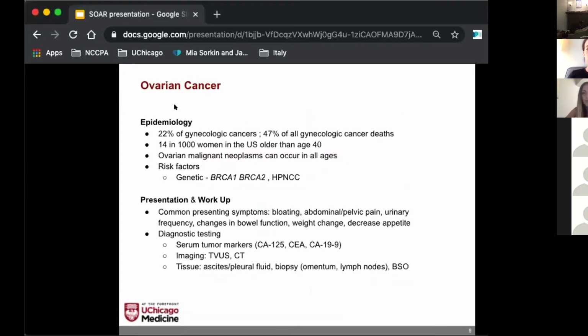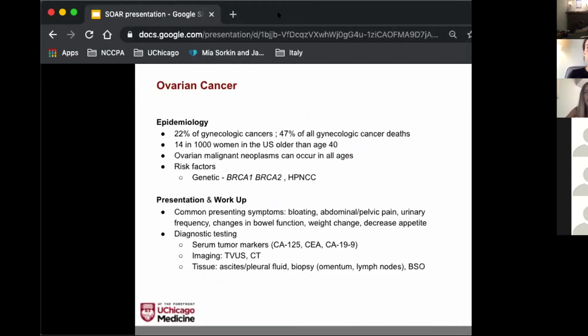Okay, let's talk briefly about ovarian cancer. Ovarian cancer comprises 22% of all gynecologic cancers. It also comprises 47% of all gynecologic cancer deaths. It is about the 7th or 8th, depending on your source, leading cause of all cancer-related deaths, so it carries a pretty high mortality.